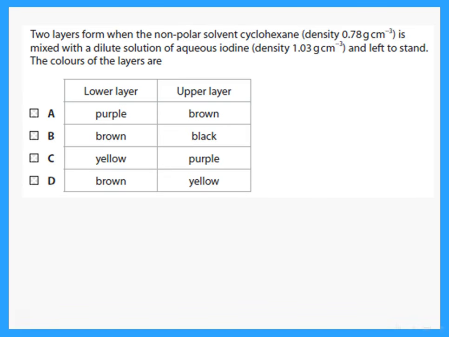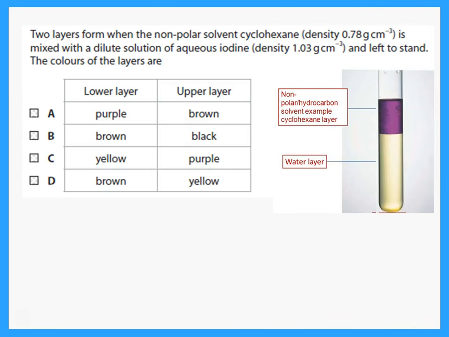Two layers form when nonpolar solvent cyclohexane is placed with a dilute solution of aqueous iodine and left to stand. Again, we said if I have an aqueous solution of iodine, it is yellow or orange in color. Now, if you're going to add cyclohexane, an organic solvent, we said the iodine will dissolve in it, first of all, to form a purple color, and then we said the cyclohexane has lower density than the solution, so the purple color will be the upper layer and the yellow color will be the lower layer.